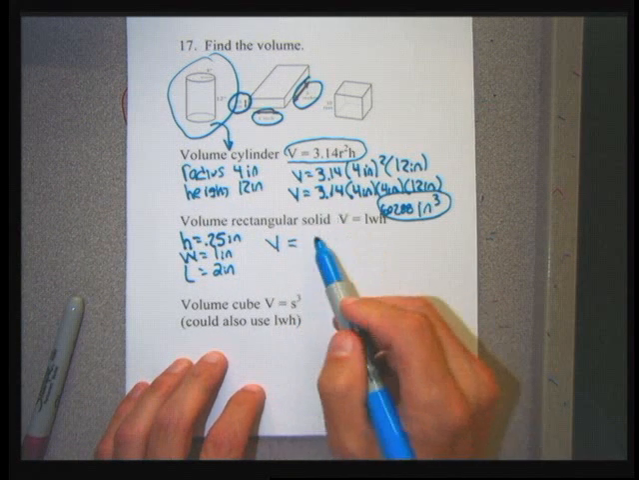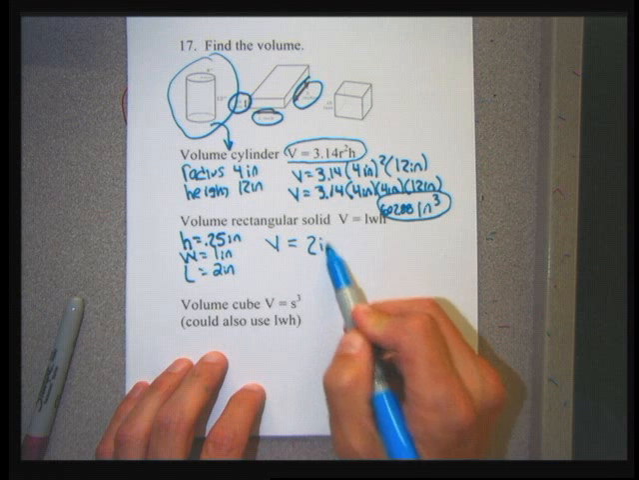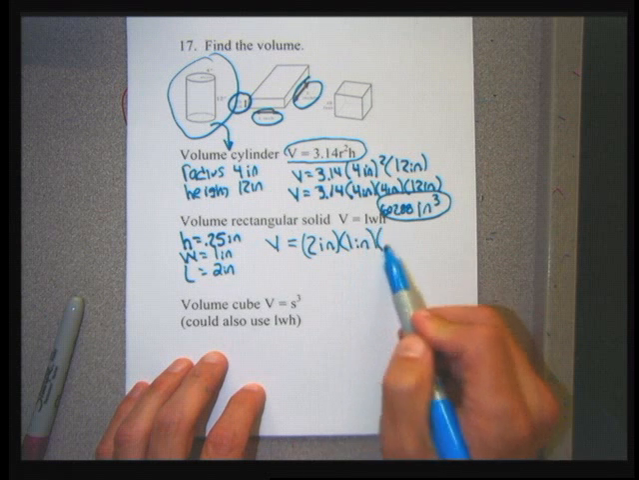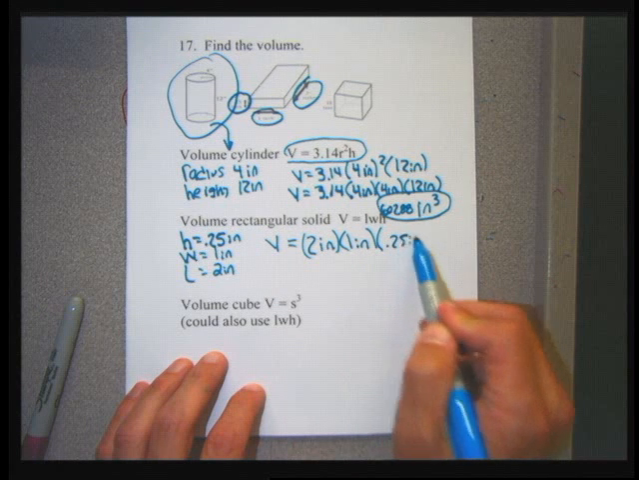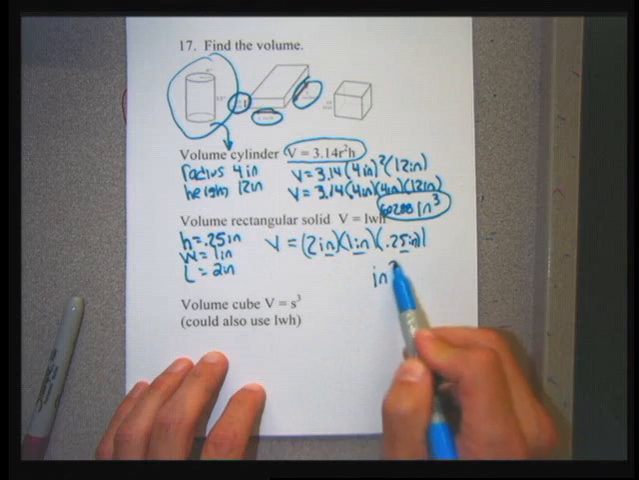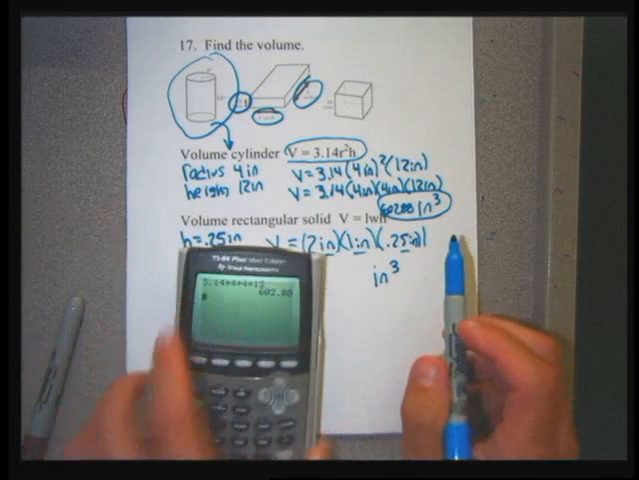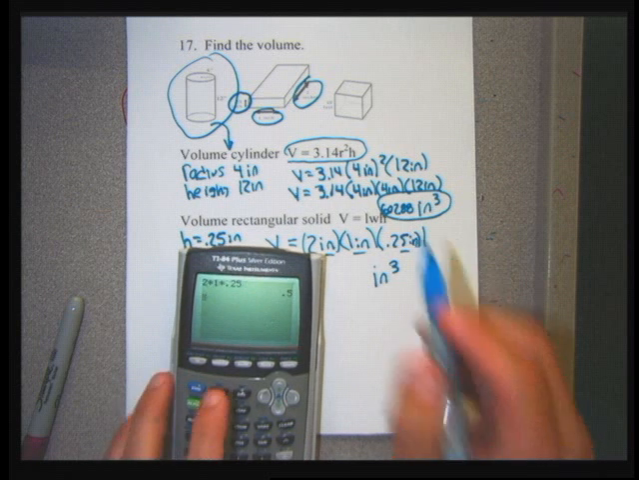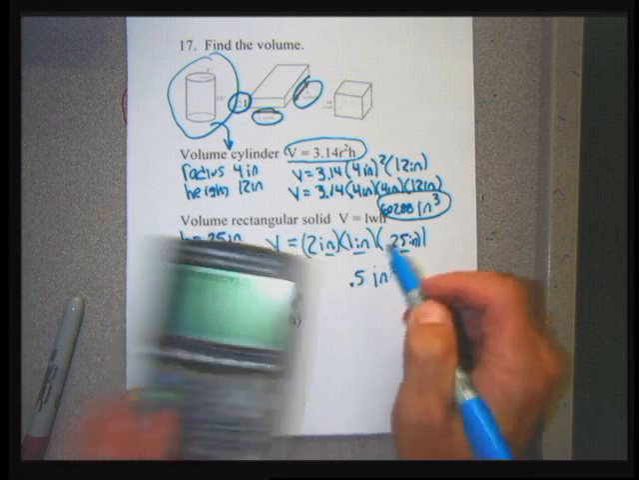So I'm going to go volume is 2 inches times the width, which is 1 inch, times the height, which is 0.25 inches. My units are inches times inches times inches, so that's cubic inches. And then I multiply 2 times 1 times 0.25. I think I can do that, but I'm afraid that I'd mess up. So I'm just multiplying on my calculator, and I get 0.5 cubic inches.